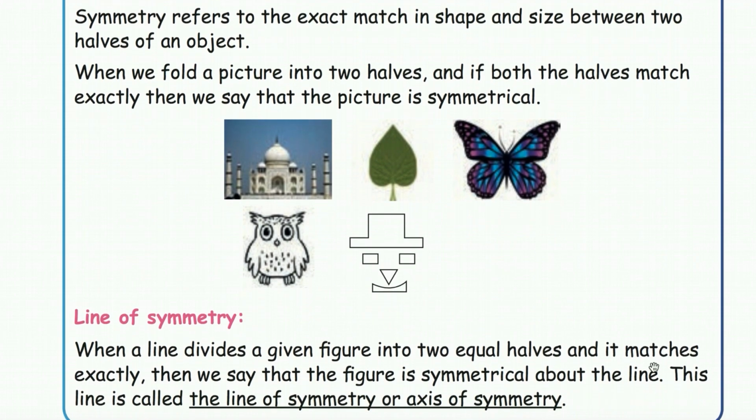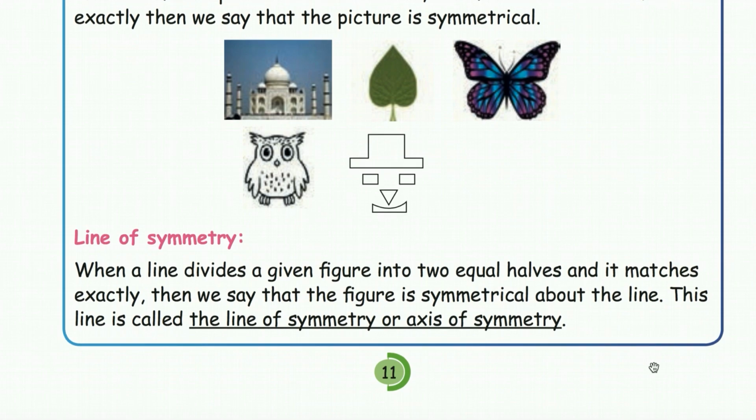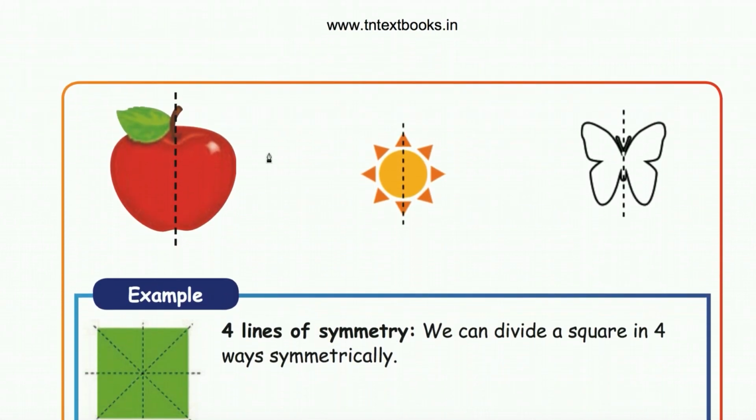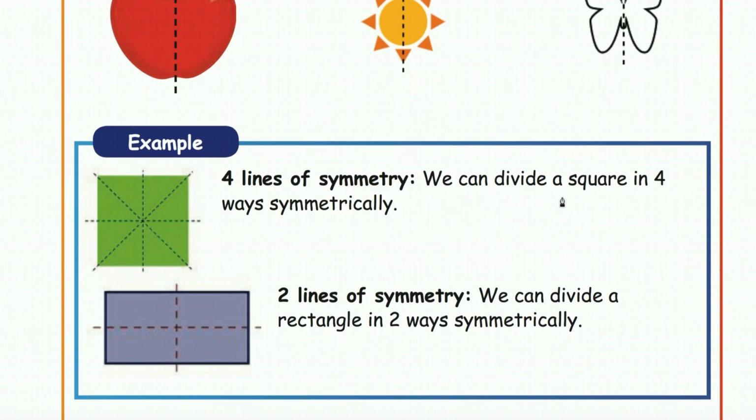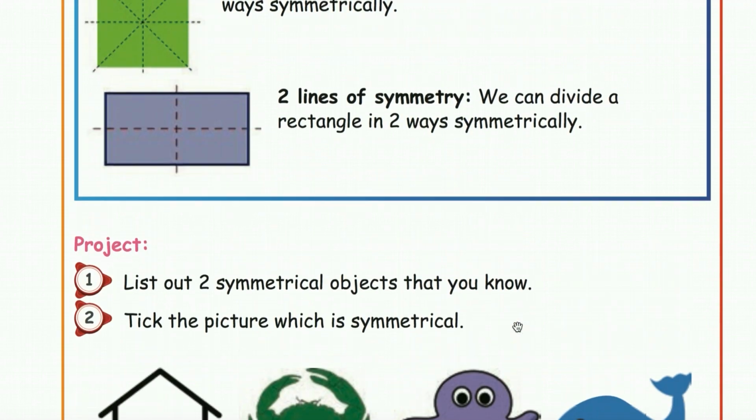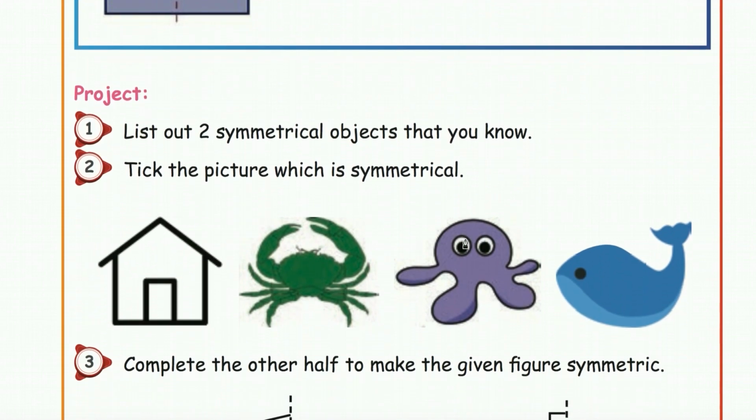Line of symmetry. When a line divides a given figure into two equal halves that match exactly, then we say that the figure is symmetrical about the line. This line is called the line of symmetry or axis of symmetry. This is the line of symmetry for the apple, this is for the sun, this is for the butterfly. A square has 4 lines of symmetry. We can divide a square in 4 ways symmetrically. A rectangle has 2 lines of symmetry. We can divide a rectangle in 2 ways symmetrically. So see, these two are the lines.